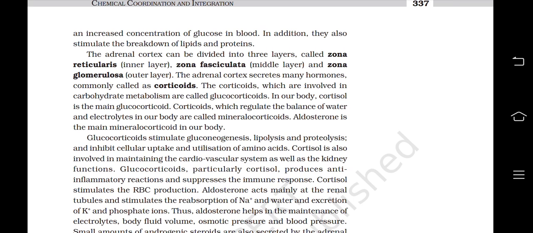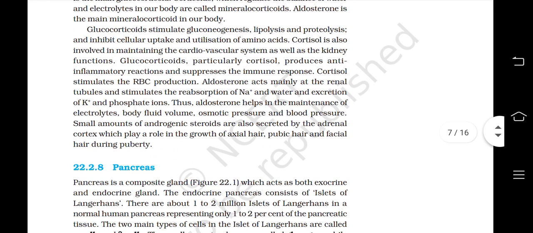Glucocorticoids stimulate gluconeogenesis, lipolysis, and proteolysis, and inhibit cellular uptake and utilization of amino acids. Cortisol is also involved in maintaining the cardiovascular system as well as the kidney functions. Glucocorticoids, particularly cortisol, produce anti-inflammatory reactions and suppress the immune response. Cortisol stimulates the RBC production.